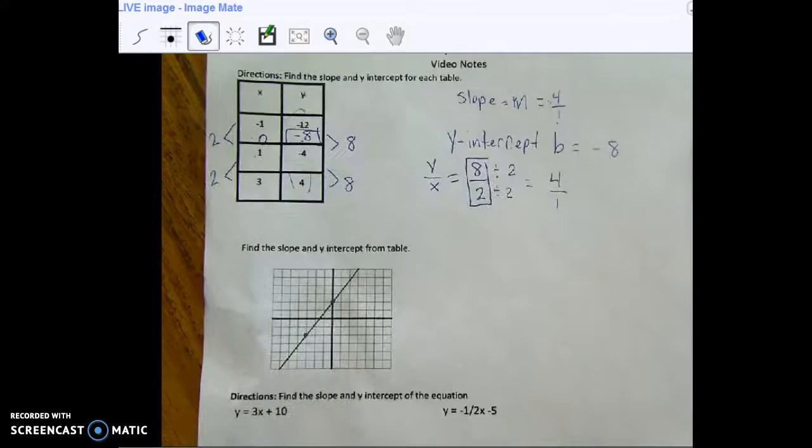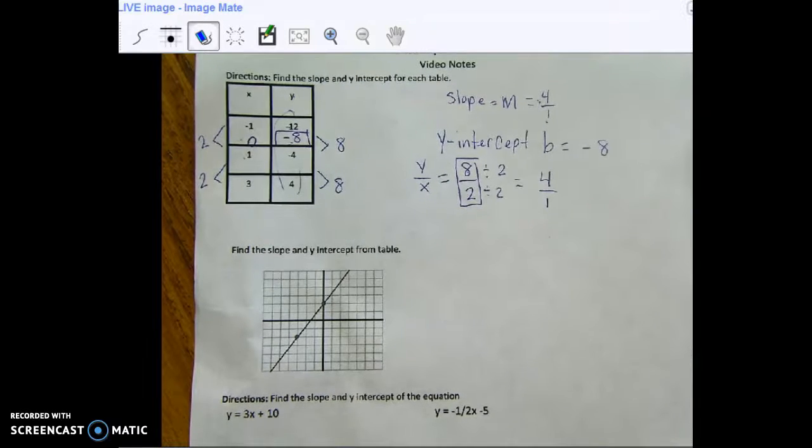Now we're going to review graphs. If you need to pause to finish your table, make sure you pause right now. Don't let the video play because you're going to use this for the second part of your worksheet.